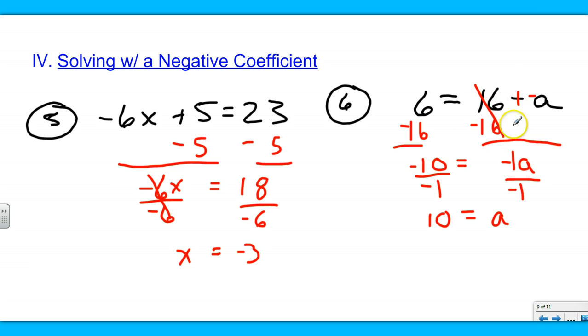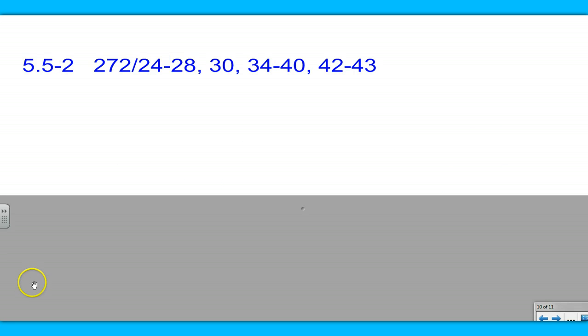So when we stick that back into the original equation, we have 6 equals 16 minus 10. And that is true. 6 equals 16 minus 10. There you go. Have fun. Do your best. Be sure to check your work. These can be a little tricky with those negative variables.